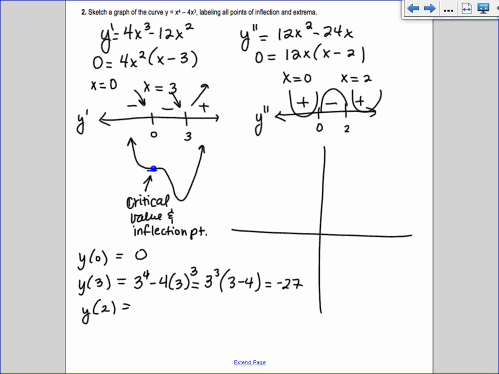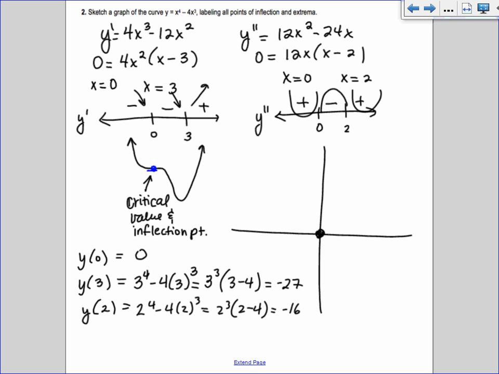So I'm going to have 2 to the 4th minus 4 times 2 cubed. I could do the same thing, like 2 cubed. So I'm going to have 2 minus 4. So 8 times negative 2. So negative 16. Yeah, fun tricks. All right, so 0, 0.